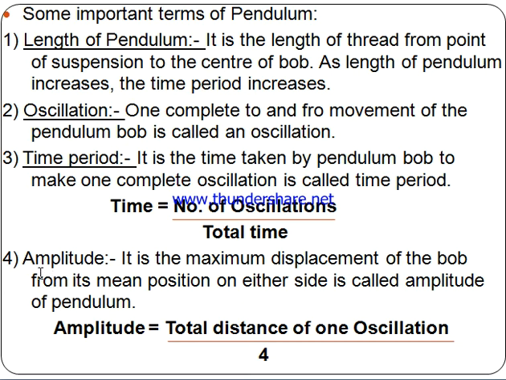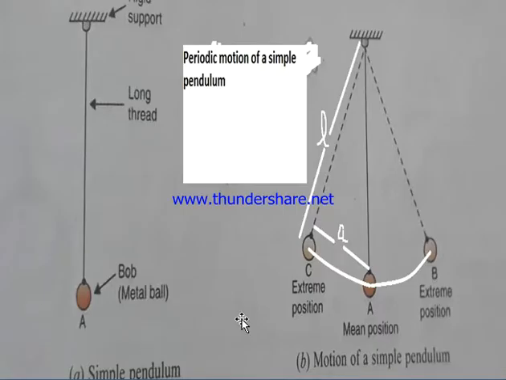What is the amplitude? Amplitude is the maximum displacement of the bob from its mean position to either side. It is denoted by A, from the mean position to the extreme position either on the B side or on the C side. This maximum displacement is known as amplitude.